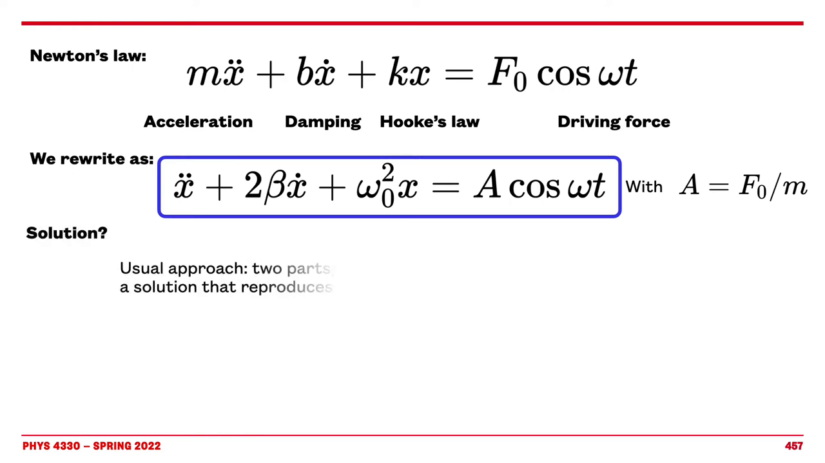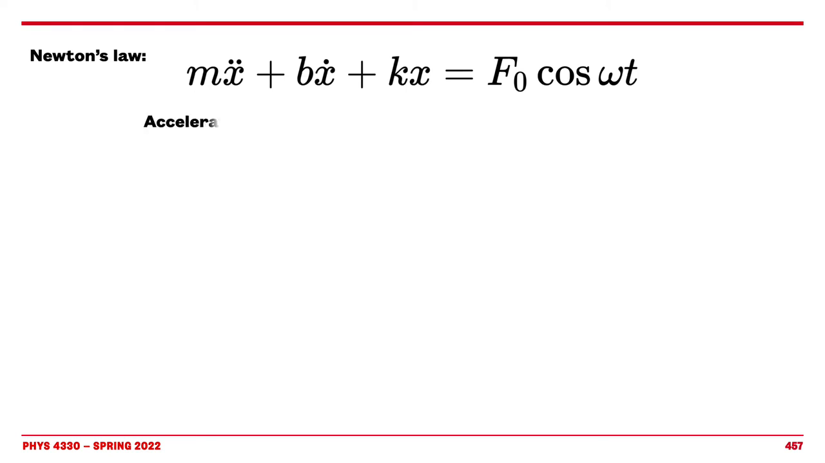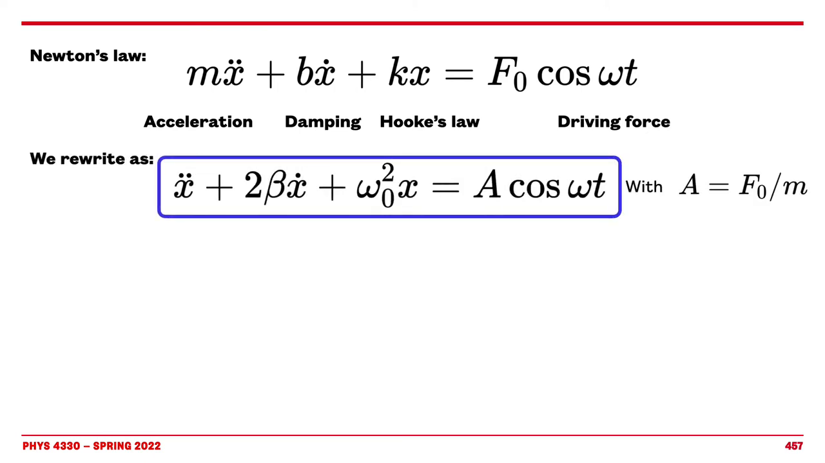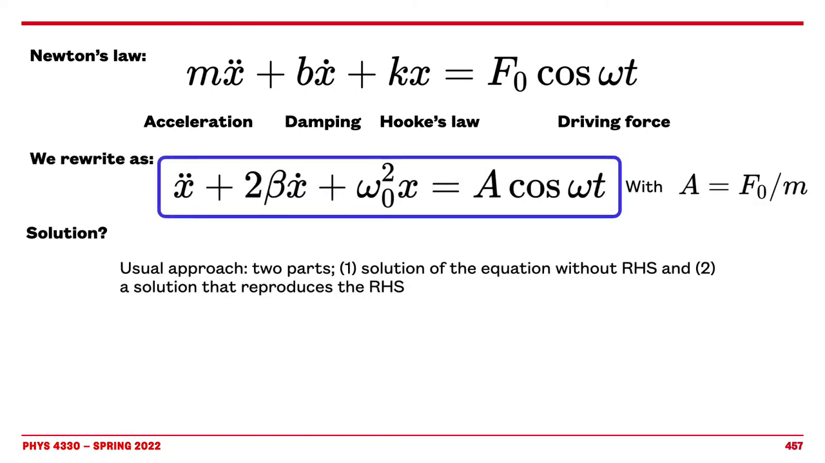Well, the solution to this equation is the usual approach that we learn in ordinary differential equations. We have two parts. The first is a solution to the equation without the right-hand side, which we actually know already, because this is the damped oscillator that we saw in the previous screencast. And two, we want a solution that reproduces the right-hand side. So we call that a complementary function and then a particular function.